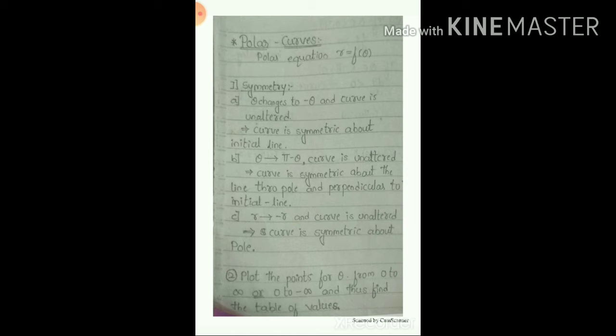To trace the curve, first we have to know the symmetry of the curve. To find out the symmetry, in the given equation of curve, we put minus theta in place of theta. If the curve is unaltered, then it implies that the curve is symmetric about the initial line. And if theta changes to pi minus theta in the given equation and the curve is unaltered, it implies the curve is symmetric about the line through the pole and perpendicular to the initial line.